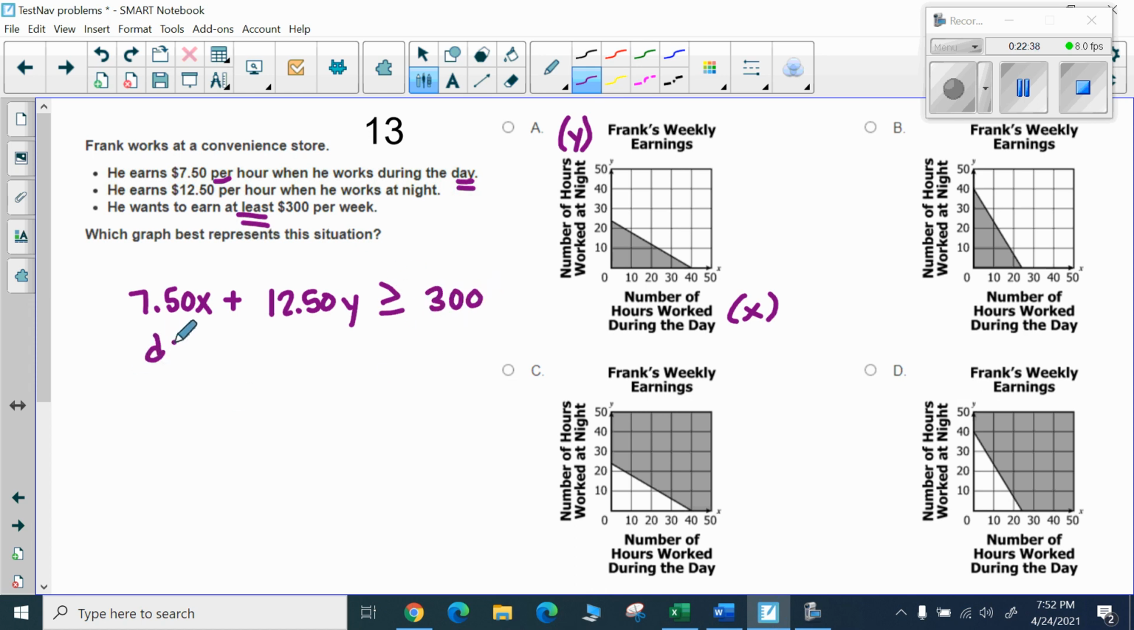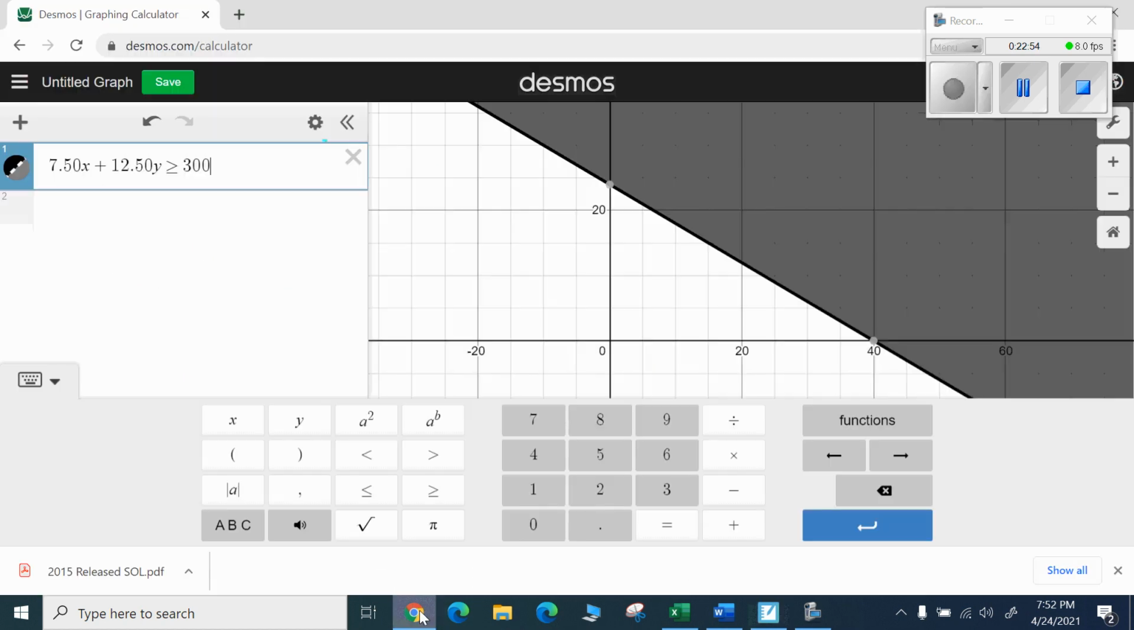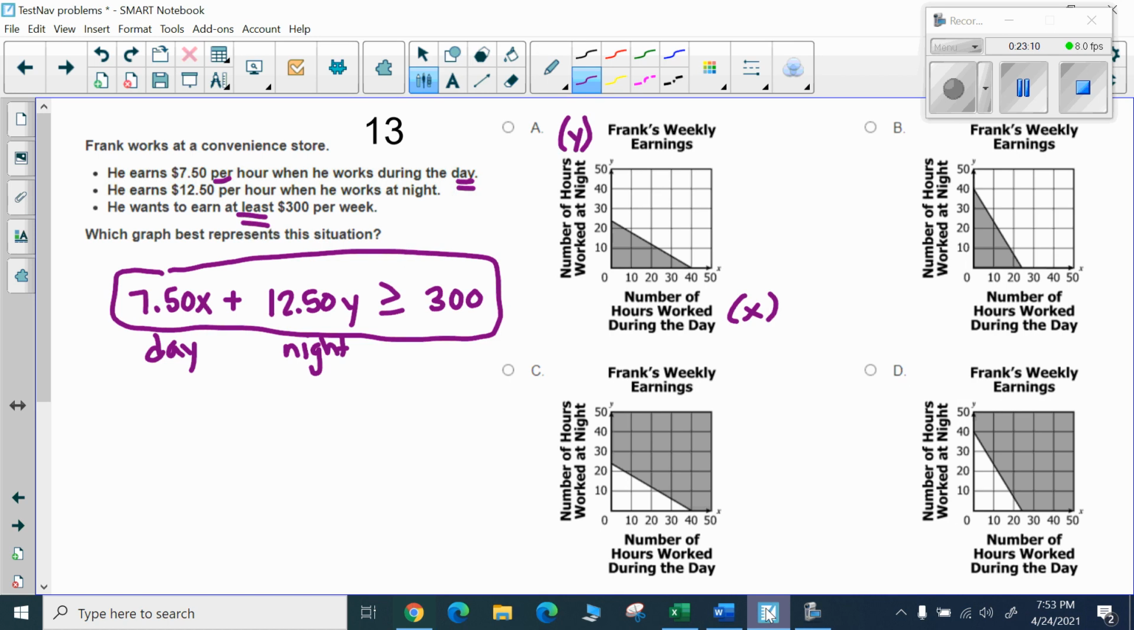So this is his daytime hours plus his nighttime hours should be greater than or equal to the amount of money that he wants. So once we have this, we're just going to type it into Desmos and see which one of these four graphs match. So I have that typed here. And all we have to do is look at what these points are. So this is going to be 40 on the x-axis, and it's going to be 24 on the y-axis, 40 and 24.